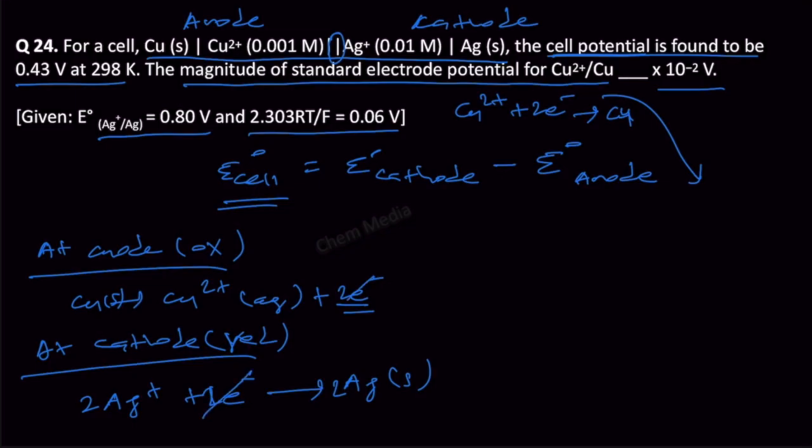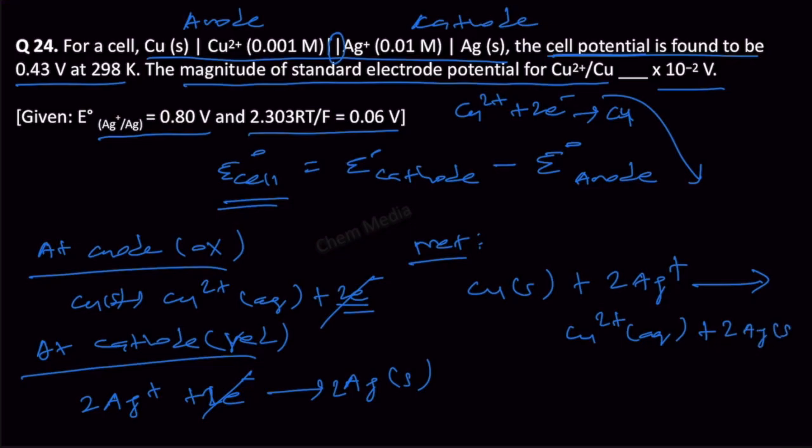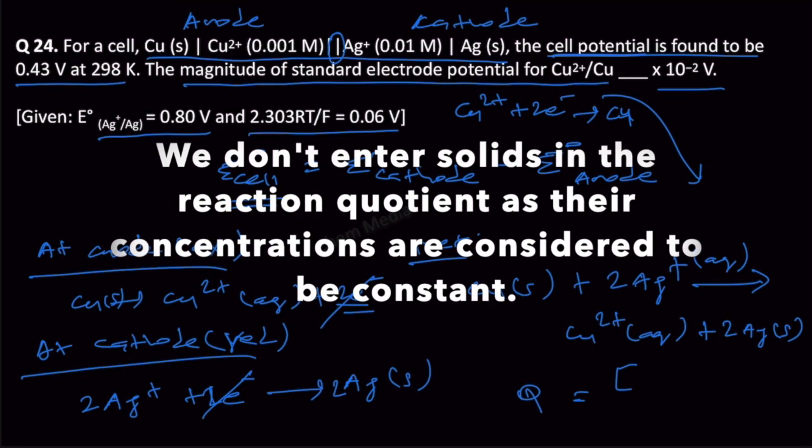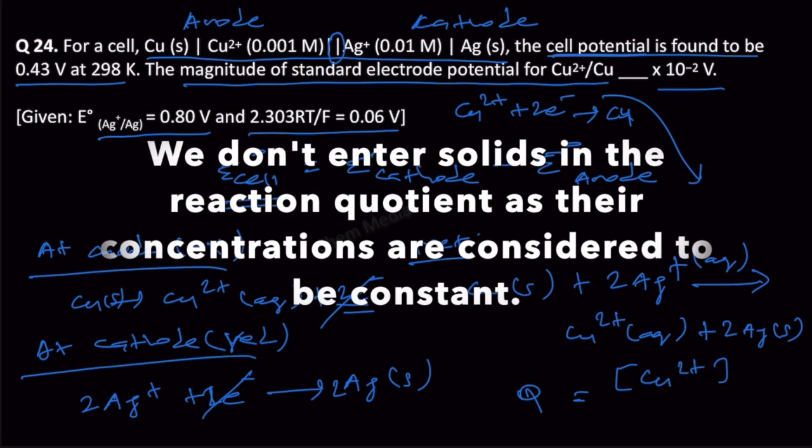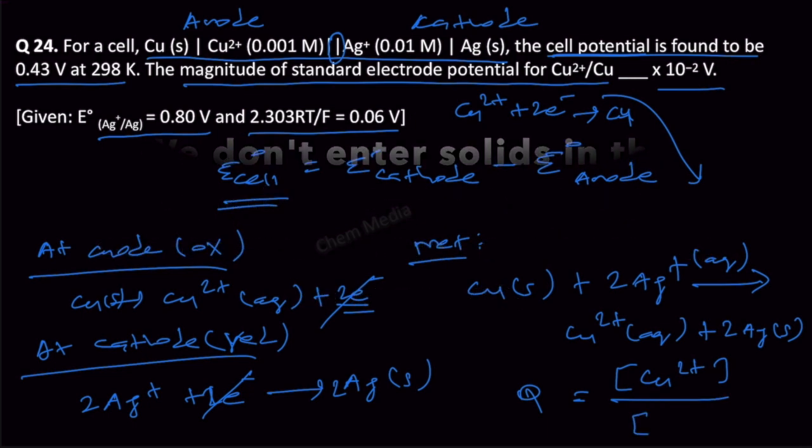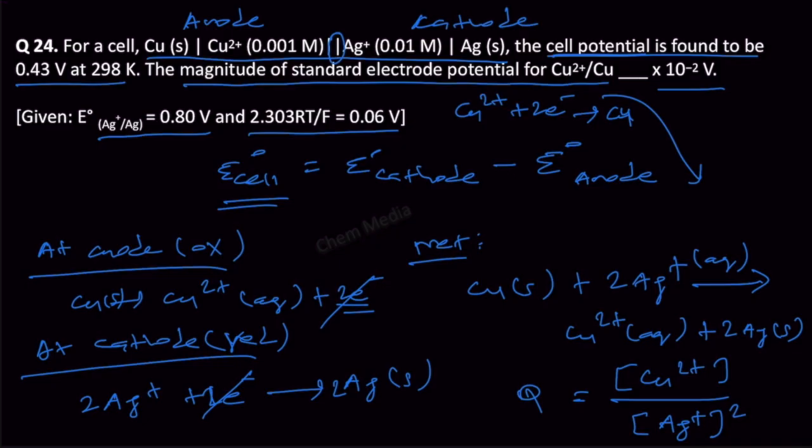So this means the net reaction is copper solid plus 2 Ag plus giving copper 2 plus and 2 Ag solid. So that's the net reaction. So this means the reaction quotient is concentration of copper 2 plus divided by concentration of Ag plus whole square, because we have the stoichiometric coefficient 2 here.